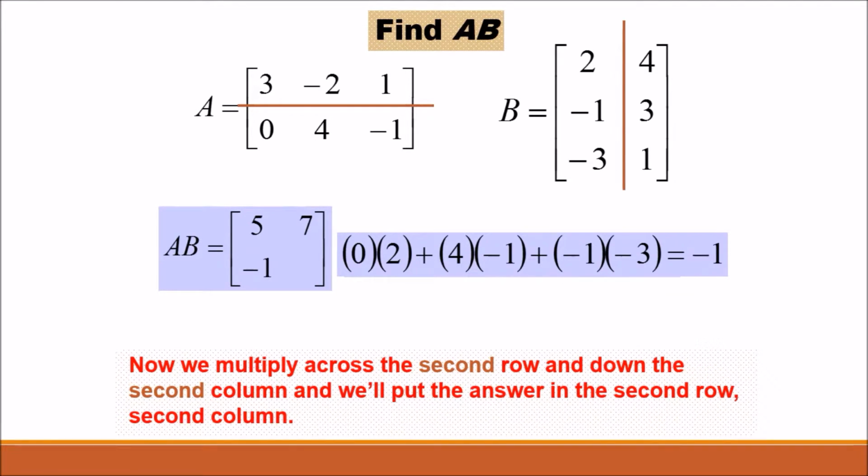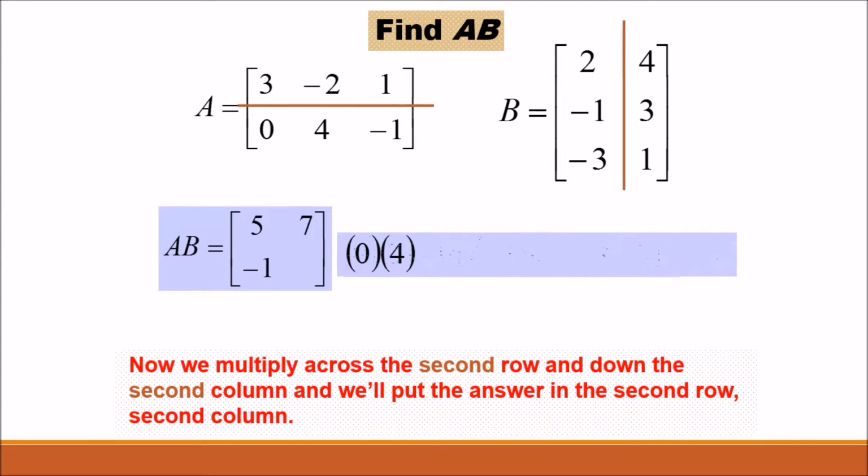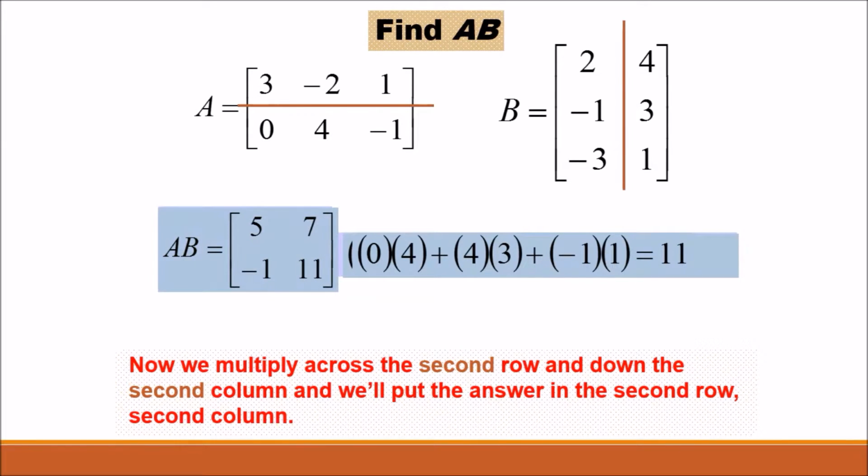Similarly, we have to multiply the second row of matrix A with the second column of matrix B. 0 with 4, 4 with 3, and -1 with 1. So the sum of products will give you 11. The answer will be placed in the second row, second column.